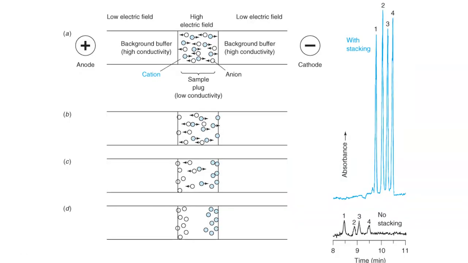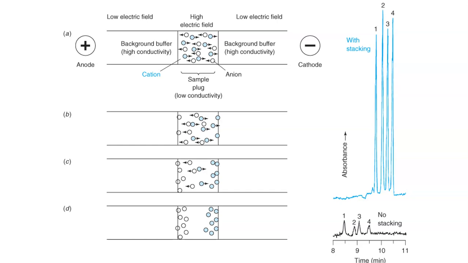So here's a good visualization from Harris. Okay, so what you have here is your high electric field, so you've got a lot of ions, but you also have a lot going on in your background buffer. It's highly conductive because it is a buffer. Your sample plug has low conductivity. Your background buffer is more highly concentrated, but a really high electric field, because you've scared the crap out of it basically to get it into the capillary. And the differences between the two mean you have this stacking going on.